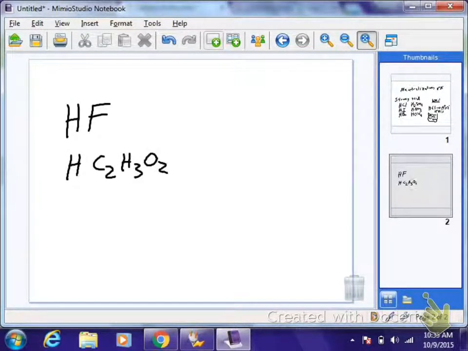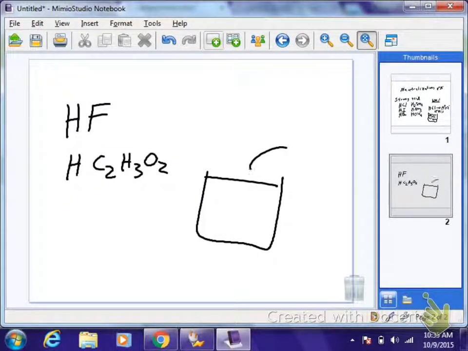C2H3O2, if it's not one of those 6, it's considered weak. Meaning that if we would dissolve it, the light bulb would not be bright, it would be dim, because there's not enough ions being produced that creates a strong acid or a strong electrolyte. So if I would take HF like I did HCl, and I would put it in water, this is what it will look like.